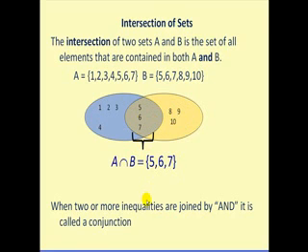Now when we talk about inequalities, when two or more inequalities are joined by "and," it is called a conjunction. And when we talk about inequalities connected by "and," we're looking for when they will both be true.